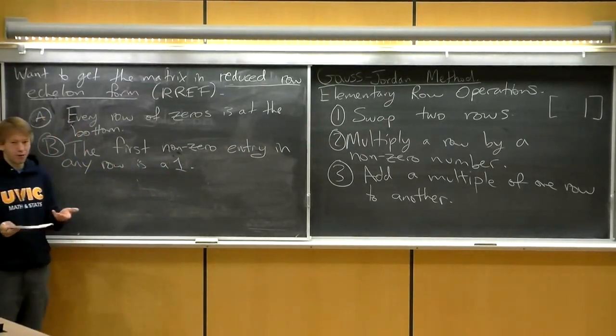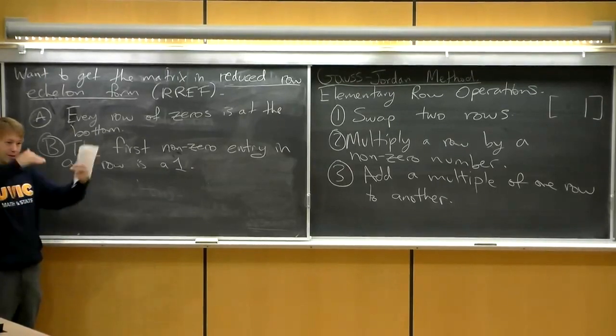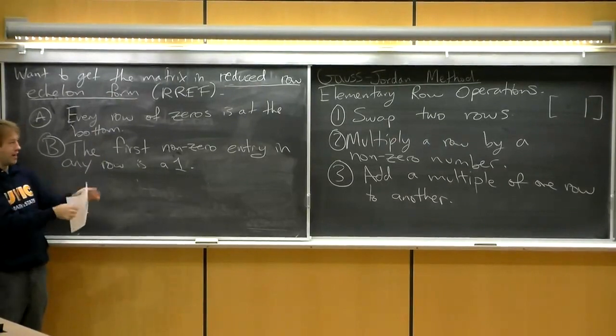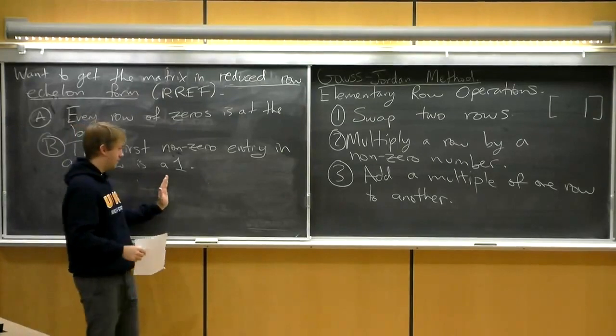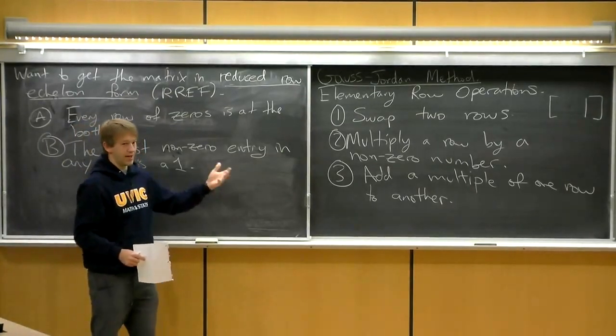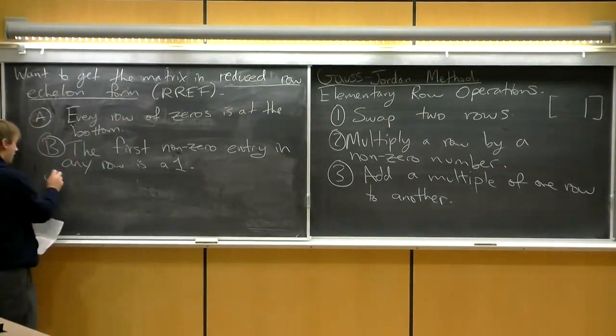Unless it's a 0 row, but then there is no first non-zero entry. So basically, you put the zeros at the bottom. If you look at a non-zero row, if I go from the left, it's 0, 0, 0, 0, 0, and then you see a 1, then that's good, right? So the first non-zero entry in each row is a 1.